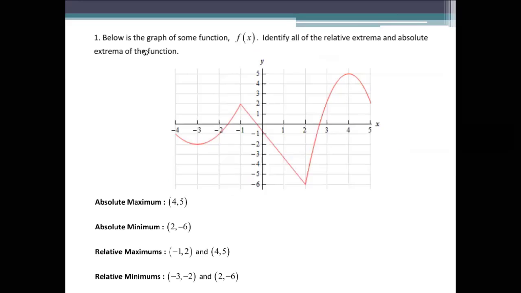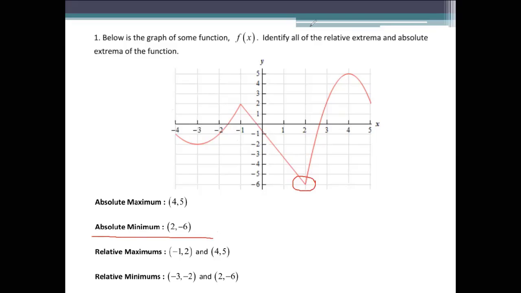So now, below is the graph of some function f of x. Identify all of the relative extrema and the absolute extrema of the function. So here we can see that this is the absolute minimum, because this is the least point in the whole domain of this function. The coordinate of this point is 2 and minus 6. This is the absolute minimum.